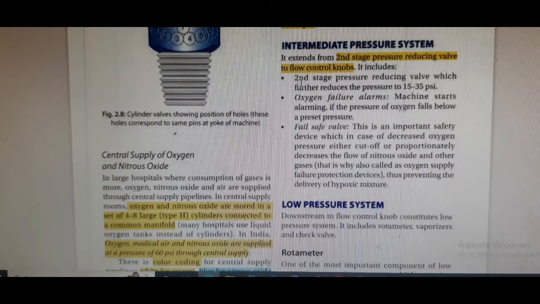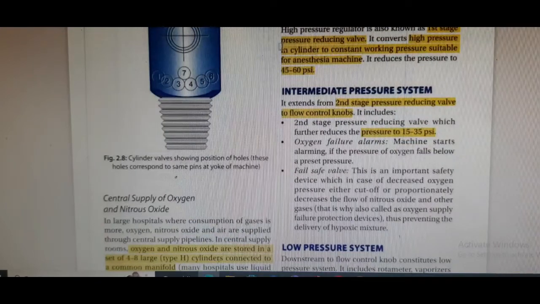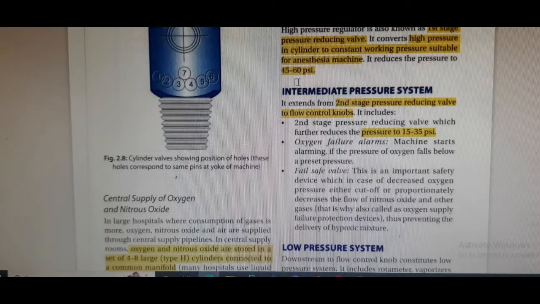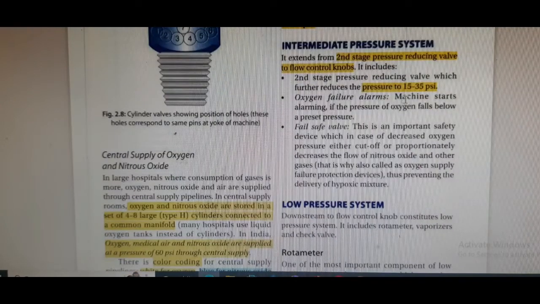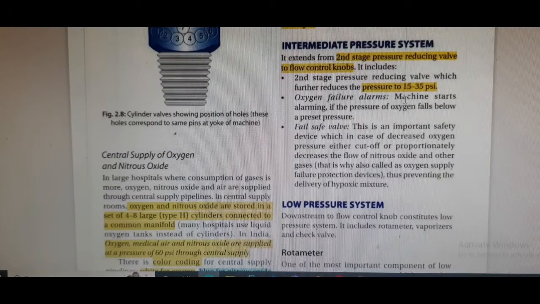It includes a second stage pressure reducing valve, which can reduce the pressure to 15 to 35 psi. So firstly, the high pressure regulator is used to reduce the pressure to 45 to 60 psi, but in the second stage pressure reducing valve, it reduces to 15 to 35 psi. There are oxygen failure alarms also.